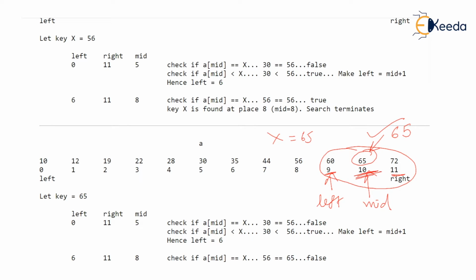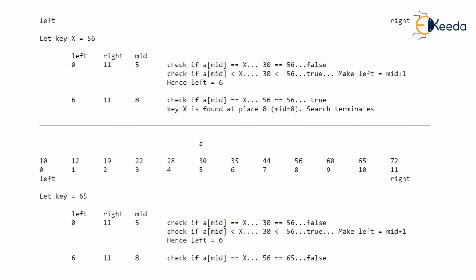So just help me here. What if we were searching for the value 10? Let's take this bordermost element. How will the search operate? Left is 0, right is 10. Mid will be 5. Just check. A of mid is not x, is not 10, but A of mid is greater than 10.